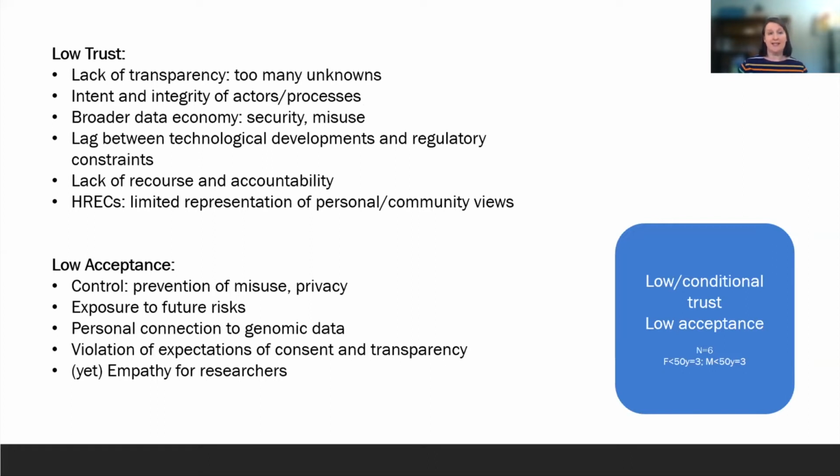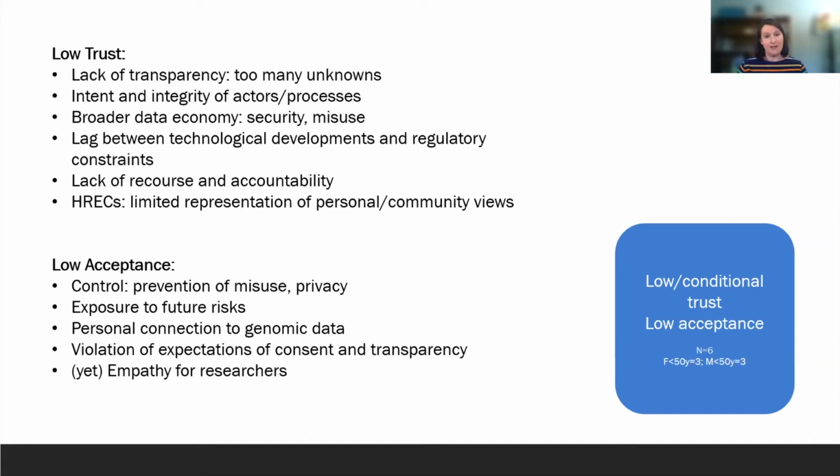They also had a stronger sense of the lag between technological and scientific developments and regulatory constraints, and an acute sense of their place within a broad data economy and information society where data is bought, sold, and used often without our knowledge or consent anyway. These participants also had a limited belief that HRECs would be able to adequately represent their own personal views or the views of the communities that they belong to.